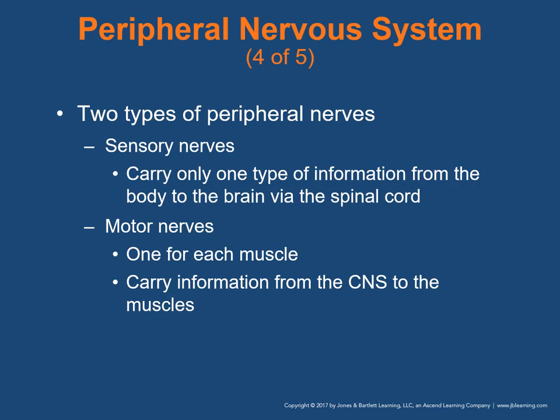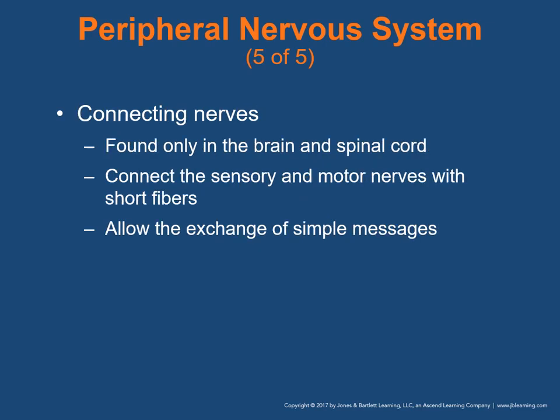There are 2 major types of peripheral nerves. There are sensory nerves that carry only one type of information from the body to the brain via the spinal cord. And there are motor nerves, one for each muscle. These carry information from the CNS to the muscles themselves. The connecting nerves are found only in the brain and the spinal cord. These connect the sensory and motor nerves with short fibers and allow the exchange of simple messages.